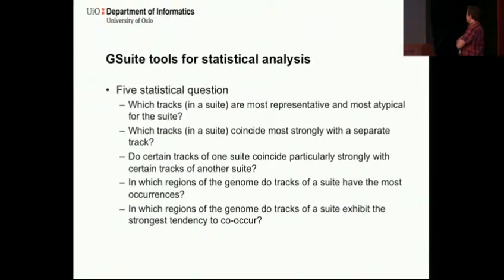Another question that you can ask is which tracks in a suite coincide or co-locate most strongly with a separate query track. A useful example would be comparing the enrichment of a set of trait-associated SNPs to, let's say, a collection of open chromatin regions datasets for different tissues. It would give you a chance to do some comparative analysis of it and see how enriched the query track is in the reference tracks in the collection.